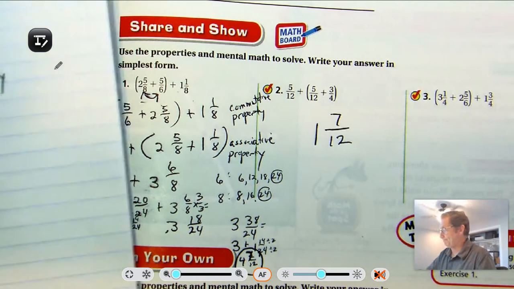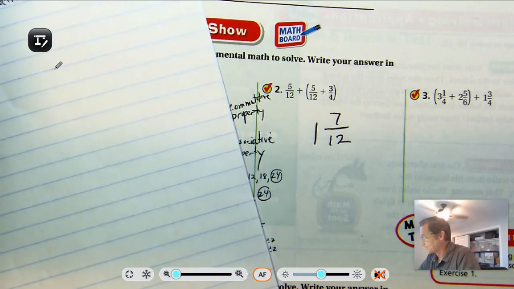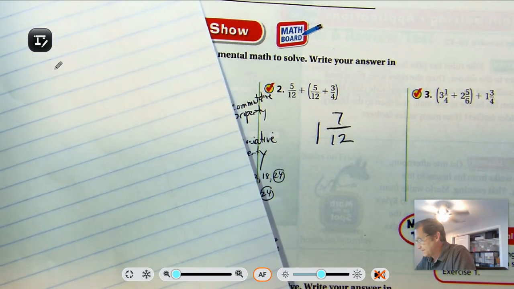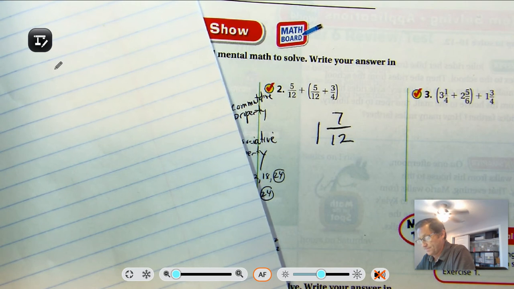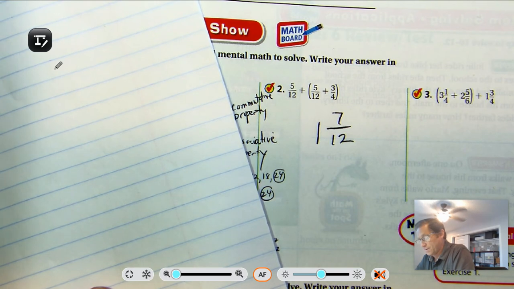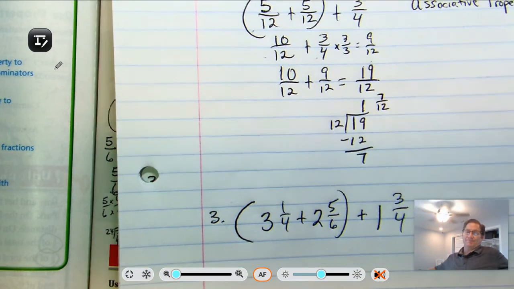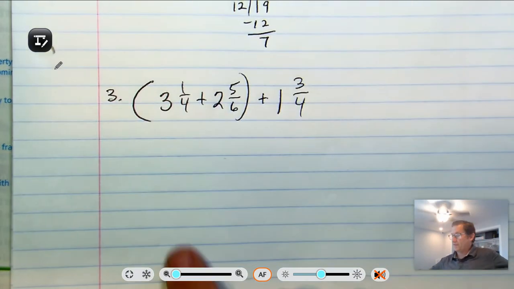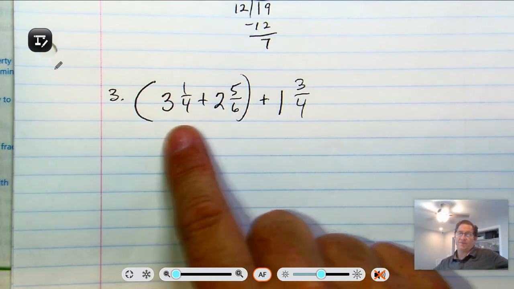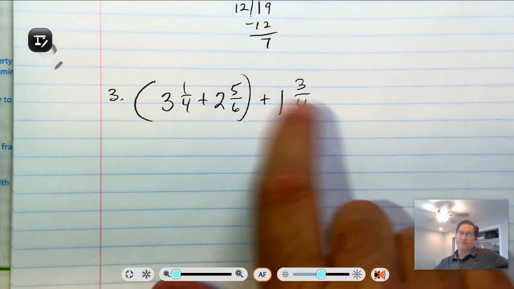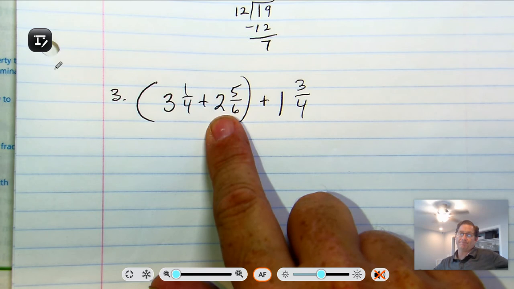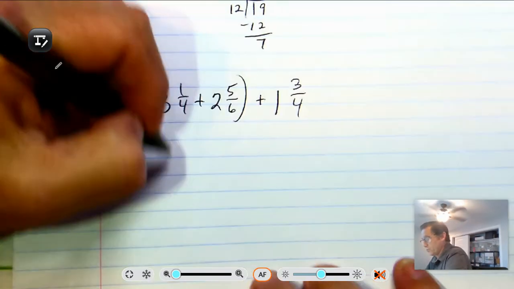Number 3. We have the sum of 3 and 1/4 and 2 and 5/6 plus 1 and 3/4. So looking at this, the easiest to add together would be the fourths. But the 2 and 5/6 is in the way. So let's switch the order of these two.